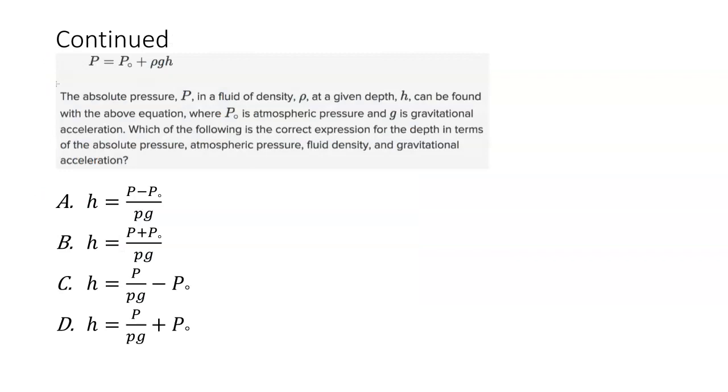The absolute pressure P in a fluid of density rho is given at depth h and can be found with the equation above, where P sub 0 is atmospheric pressure and g is gravitational acceleration. Which of the following is the correct expression for the depth in terms of the absolute pressure, atmospheric pressure, fluid density, and gravitational acceleration? This is the same as the last question, but down here they're not listing variables, they're listing the terms. So we have to look back and see what those variables are.